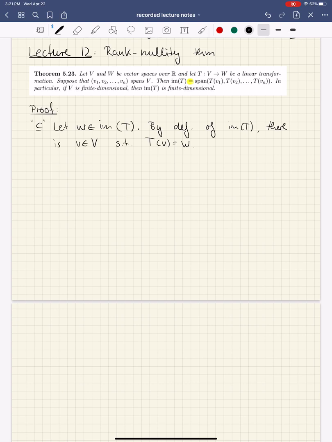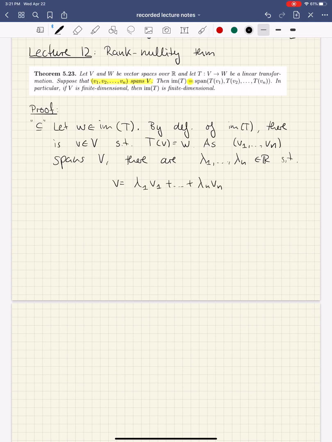Okay. Now we want to use our assumptions. And what are the assumptions? Pretty much the only assumption is that we have a spanning set. And how can we use that something is a spanning set? Any element in that vector space is a linear combination of it. Let's do that. As v1 through vn spans V, there are lambda 1 through lambda n in R such that v is equal to lambda 1 v1 plus ... plus lambda n vn.